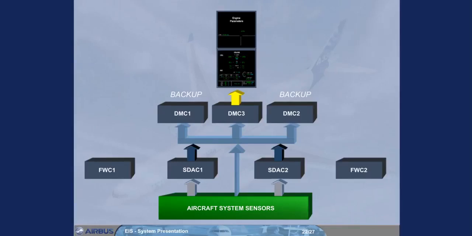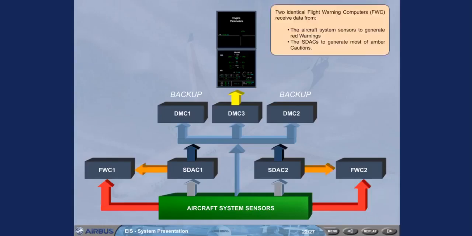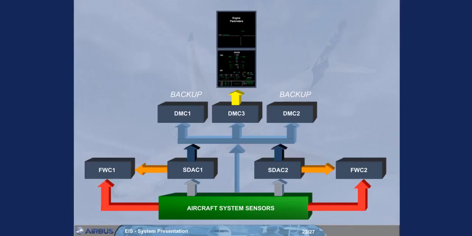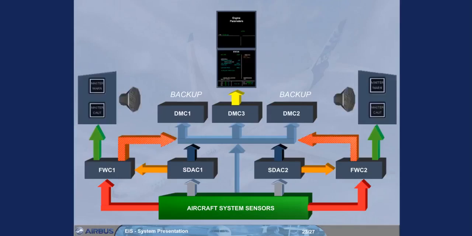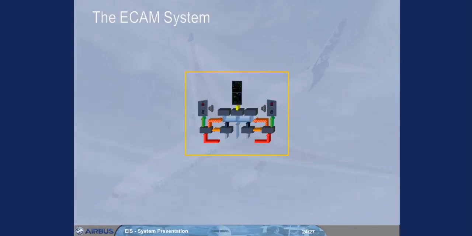Two identical flight warning computers, FWC, receive data from the aircraft system sensors to generate red warnings and the SDACs to generate most of the amber cautions. The flight warning computers then supply the DMCs for the display of alert messages, the attention getters, the loudspeakers for oral alerts and synthetic voice messages. All the components shown can be collectively called the ECAM system. We will study the use of the ECAM system in a separate module.